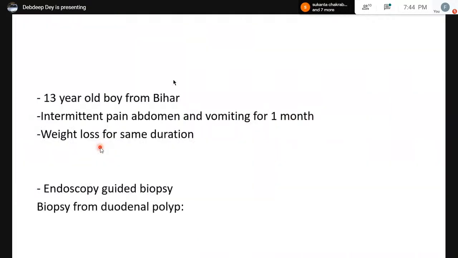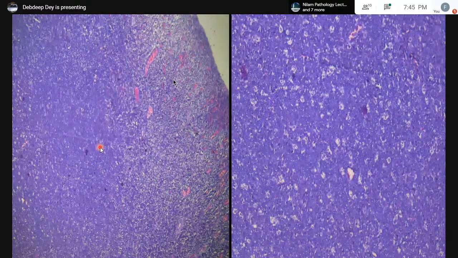The next case is a 13-year-old boy from Bihar, presented with intermittent abdominal pain, vomiting and weight loss. Endoscopic guided biopsy was done, and a biopsy from the duodenal polyp was taken. So what we have got is this very ulcerated nodular polypoid area.